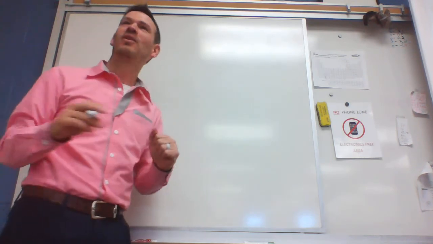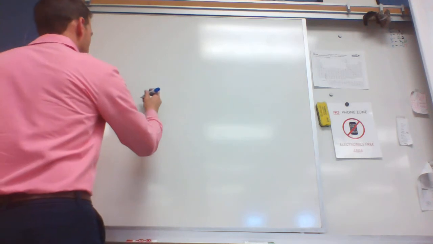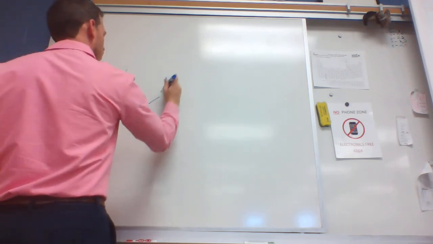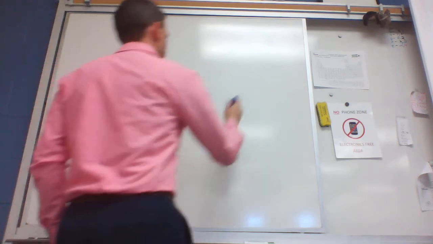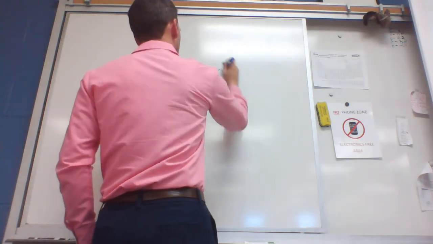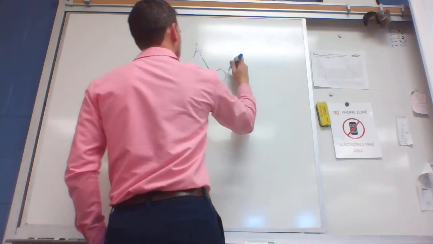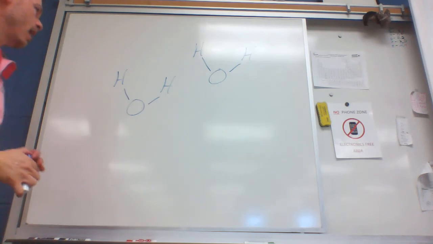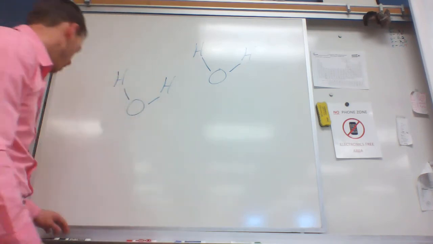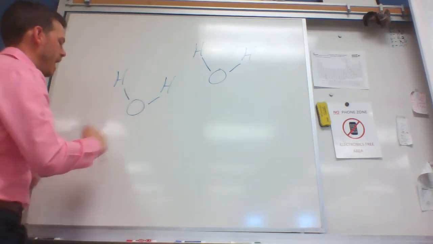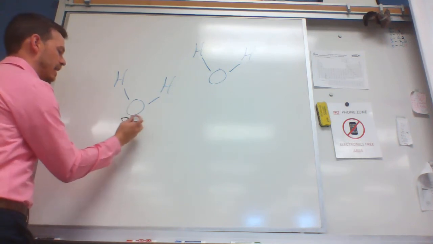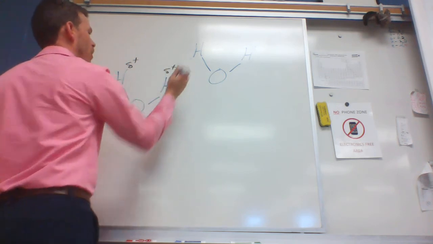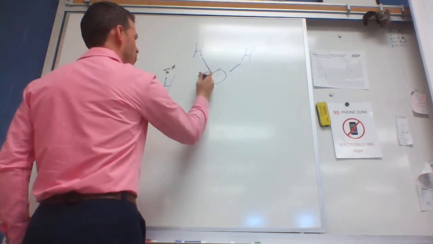So if we take a look at a water molecule, and it is near another water molecule, and I take into account the idea that water is polar, I therefore know that my oxygen is exhibiting a partial negative while my hydrogens are exhibiting a partial positive. So that'll be true for this one also.